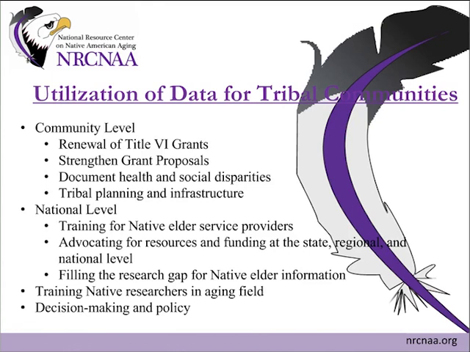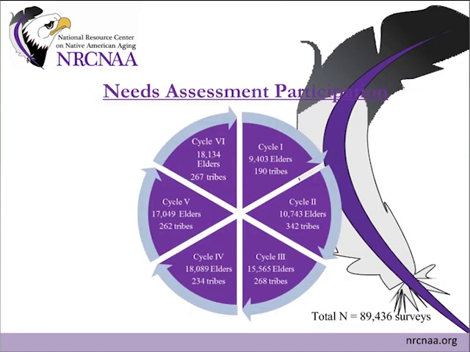So now I'm just going to give you a little example of our needs assessment participation. Here's a pie chart. If you look at cycle 1, that was over 18 years ago, we had 9,403 elders participate with 190 tribes represented. Fast forward 18 years later, cycle 6, we had 18,134 elders, which was almost double the amount of participants, and 267 tribes are represented in this current cycle. Overall, we've had 89,436 surveys collected since we began the needs assessment survey.